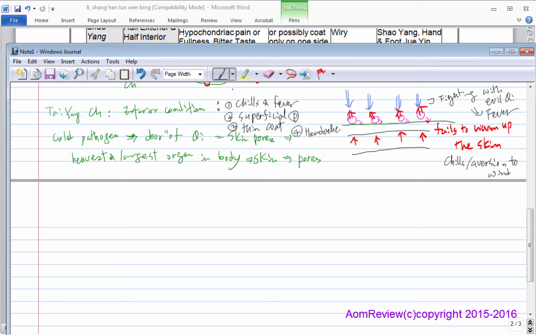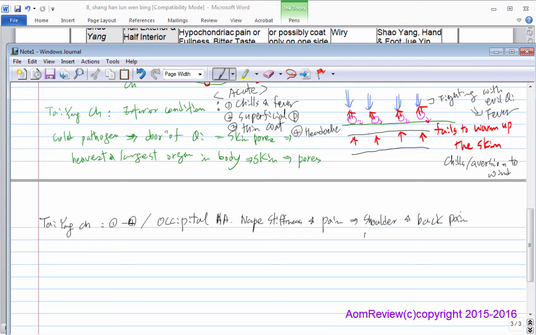But who has this condition? This is mostly an acute condition, and these all indicate a Taiyang condition. In the Taiyang channel, we have signs one to four, and additionally the channel qi might be blocked or have trouble flowing because of the evil qi invading. That causes some stagnation, so there's occipital headache and nape stiffness and pain. In severe cases, they might have shoulder and back pain, or even a whole body ache, because the Taiyang channel runs along all parts of the backside.